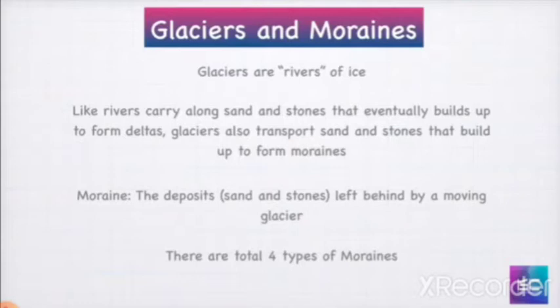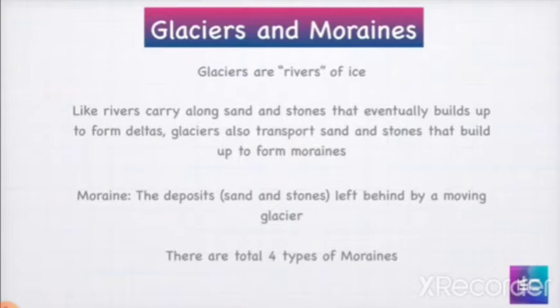But now, due to the work of ice, the glaciers are also the rivers of ice that weather rocks and erode and deposit sediments that form different landforms. So here the glaciers and moraines. That means glaciers are rivers of ice, as I told you.